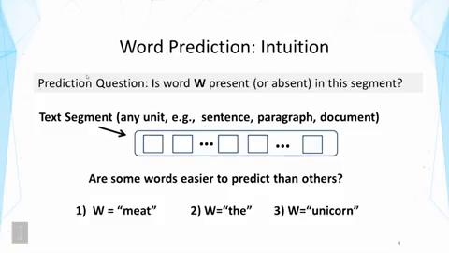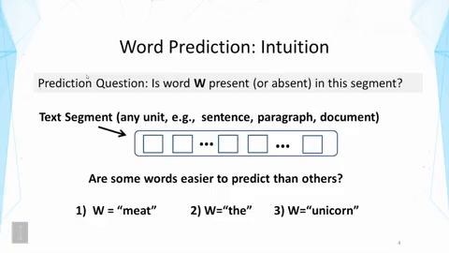So more specifically, our prediction problem is to take any text segment, which can be a sentence, a paragraph, or a document, and then ask the question, is a particular word present or absent in this segment? Here, we can ask the question about the word W. Is W present or absent in this segment?